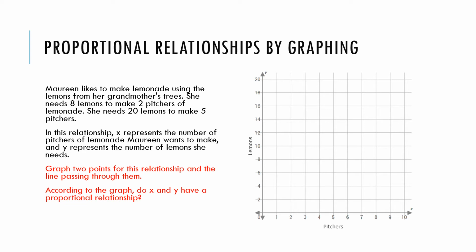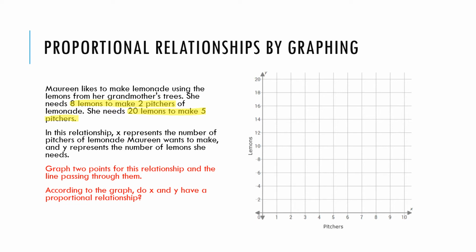Maureen likes to make lemonade using the lemons from her grandmother's trees. She needs 8 lemons to make 2 pitchers of lemonade, and she needs 20 lemons to make 5 pitchers. In this relationship, X represents the number of pitchers of lemonade Maureen wants to make, and Y represents the number of lemons she needs. Graph 2 points for this relationship and the line passing through them.